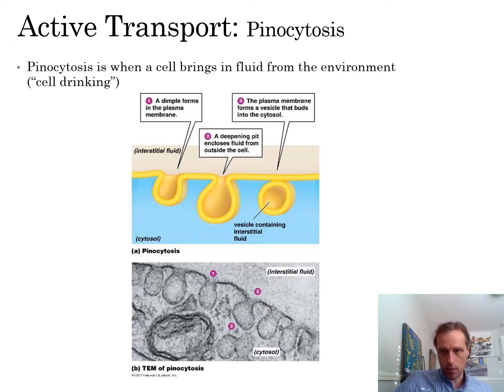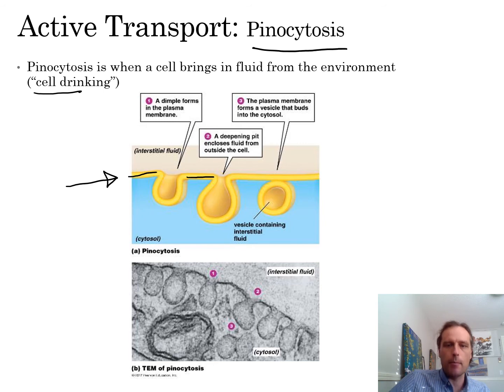So active transport, endocytosis, a kind of endocytosis is pinocytosis. This is basically cell drinking. So how does it work? Pinocytosis is when a cell brings in fluid from the environment. So first, this is the cell membrane here in yellow on top. So you see what I'm looking at here? That's the cell membrane. First, a dimple forms. Some books will call it an invagination, like so.